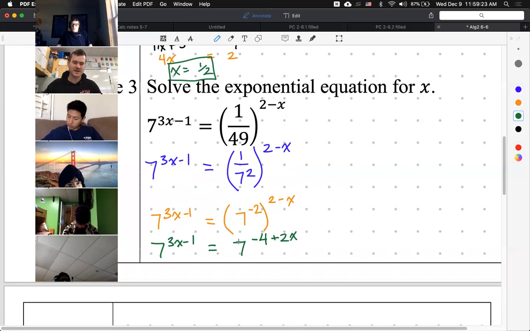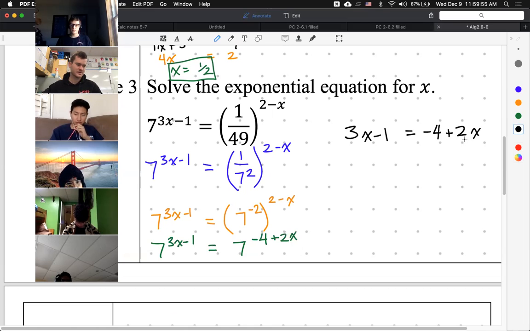What is our next step in solving? This is the one that Jenny did for us last time. I've been going back and forth between the same people. Jose? So you would just set the powers equal, right? Yep, so what should I write out? So it'd be 3x minus 1 equals -4 plus 2x. There it is, nice. All right.